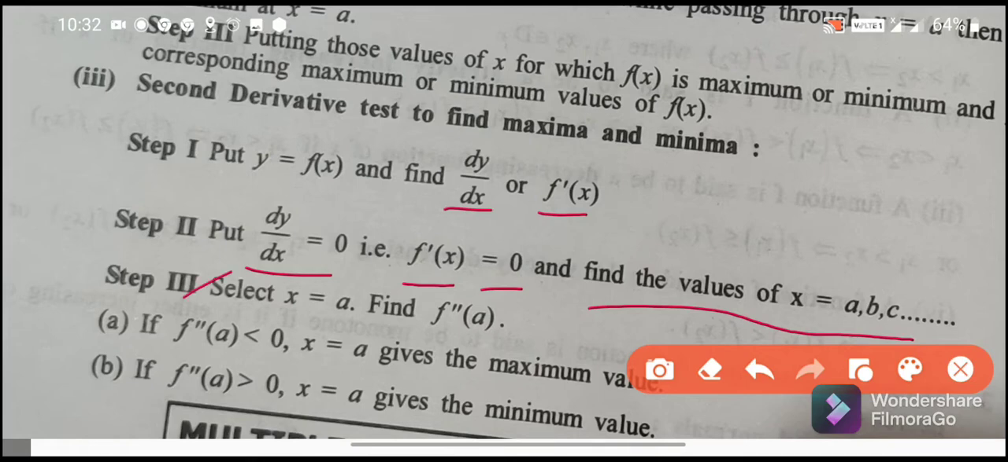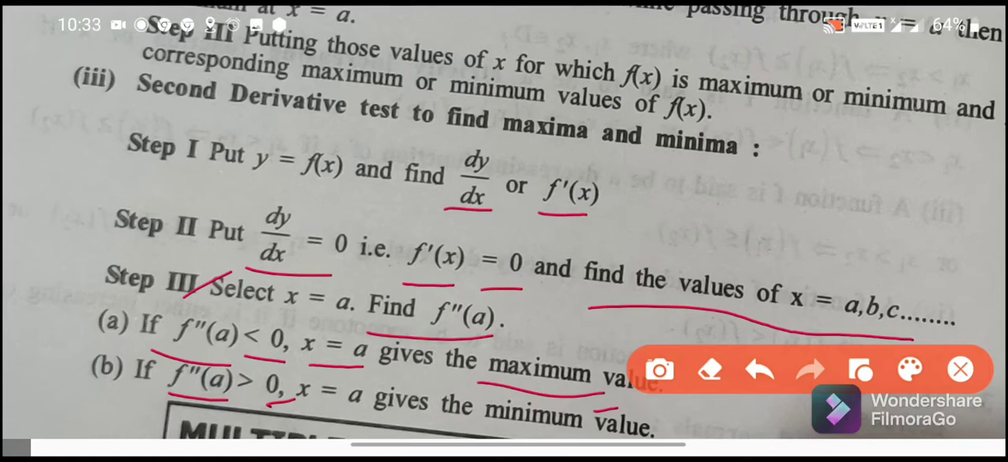Now select the first value and find the double derivative. If the double derivative is less than 0, x is equal to a gives the maximum value, and if the double derivative is greater than 0, then it is the minimum value. In this way we will find the points of maxima and minima by using the first derivative test and second derivative test.